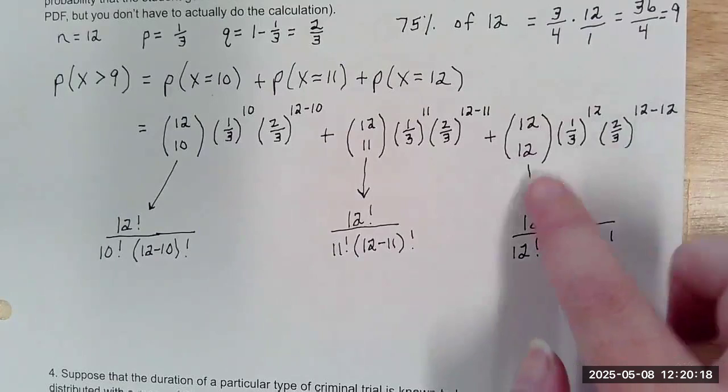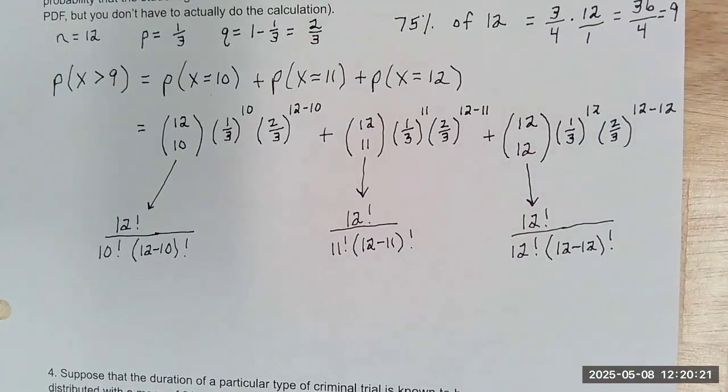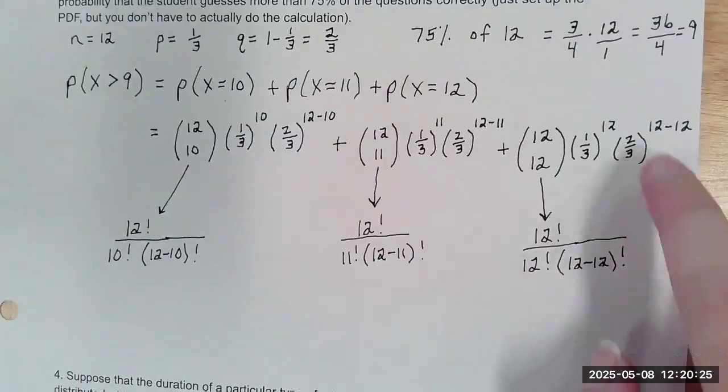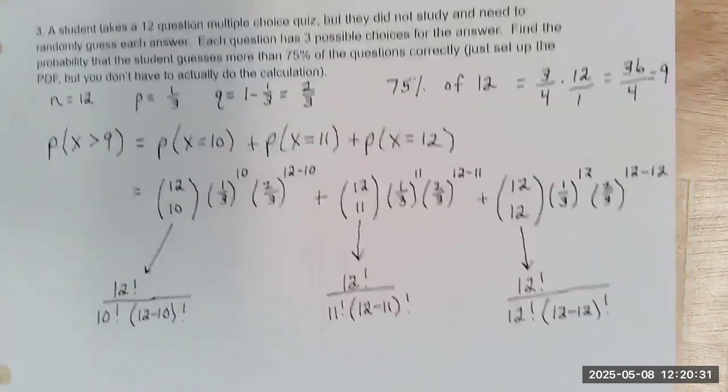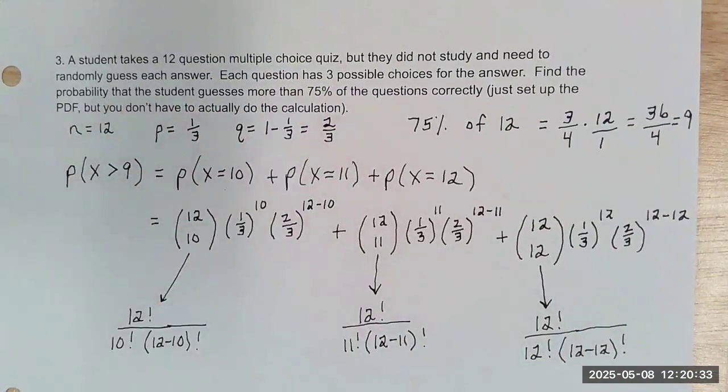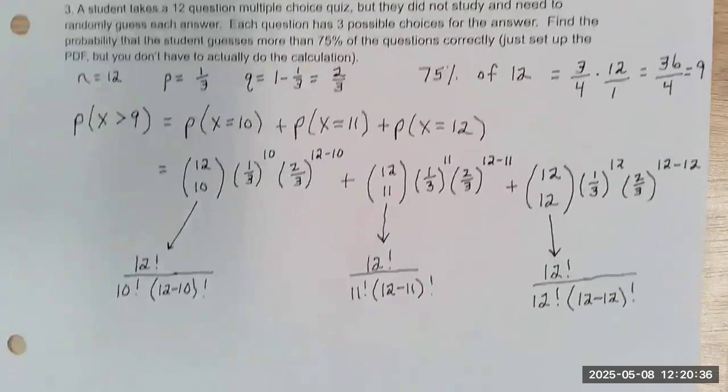And then this one, if it's 12 choose 12, I know it's going to come out to be 1. It always comes out to be 1 if the numbers are the same. Times 1/3 to the 12th power times 2/3 to the 0th power, which would also be 1. But this one said you don't actually have to do the calculation, so you didn't have to do that part.